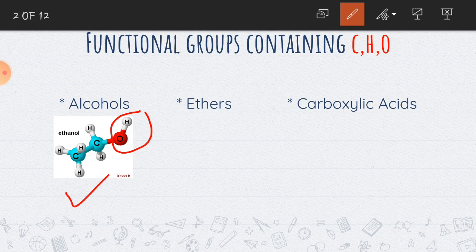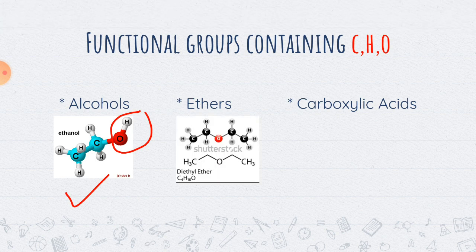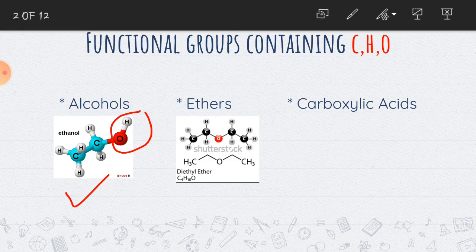Now, if you look at the structure for this compound, this is ethanol, and this compound contains three elements: carbon, hydrogen, and oxygen. Second category is those of ethers. In ethers, the oxygen atom is present at the center of two alkyl groups.